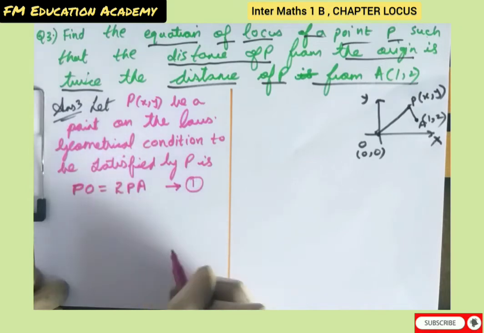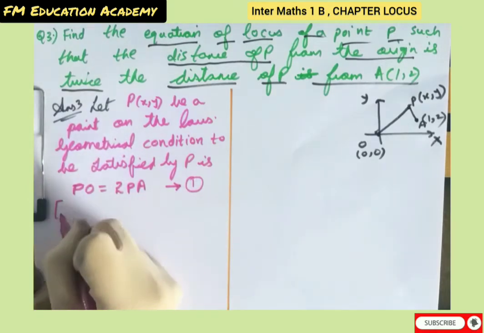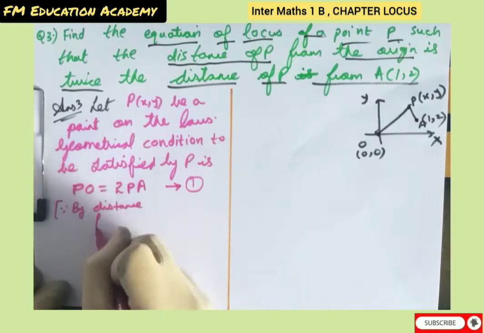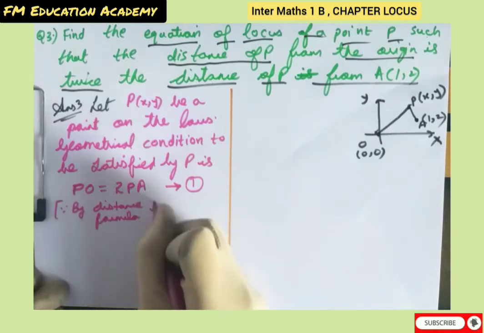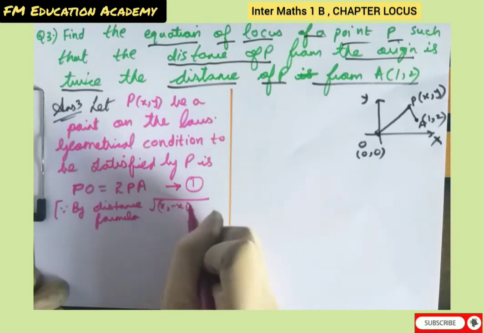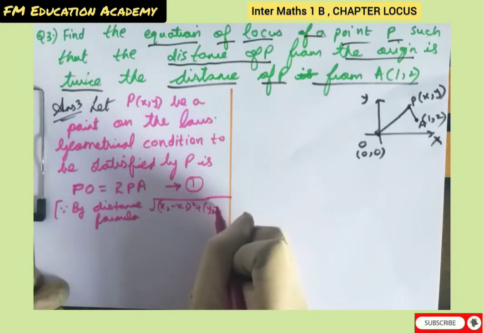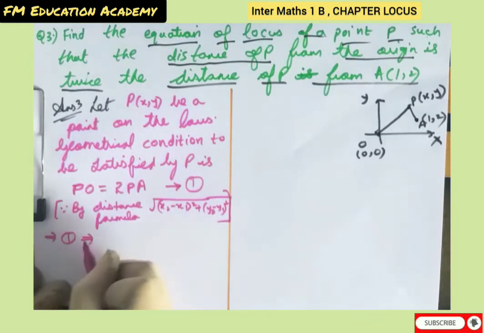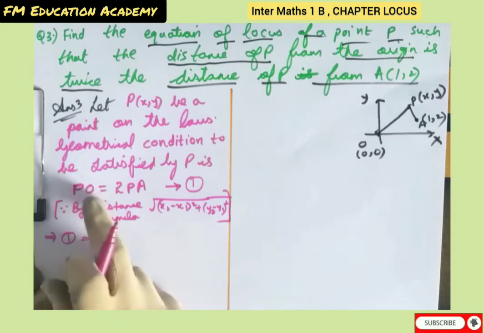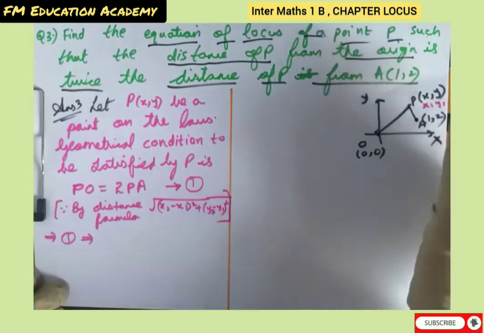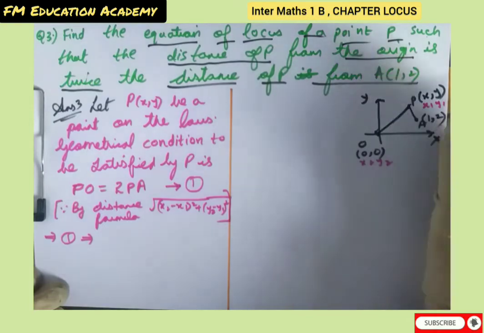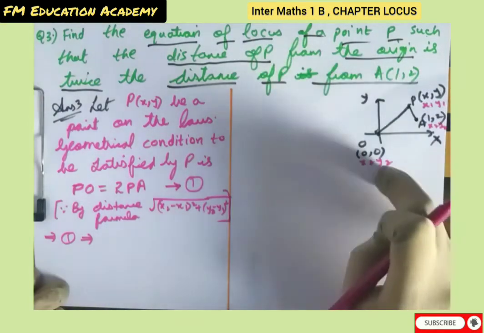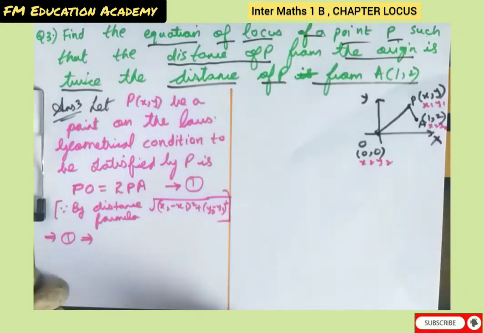So what to do now? We have to use the distance formula here: root of (x2 minus x1) whole square plus (y2 minus y1) whole square. So the first equation implies, PO, PA. We'll consider P is (x1, y1), we'll consider O is (x2, y2), and we'll also consider A is (x2, y2). PO, PA: x1, y1, x2, y2.